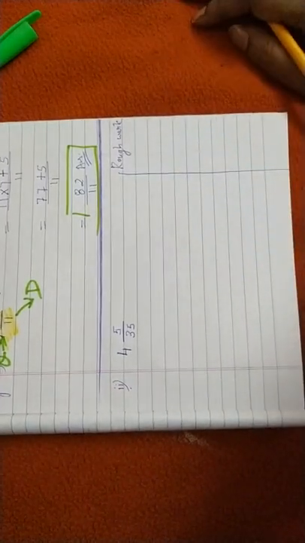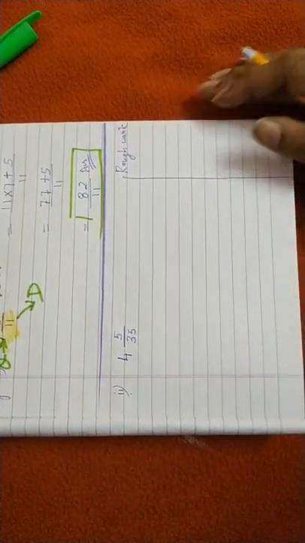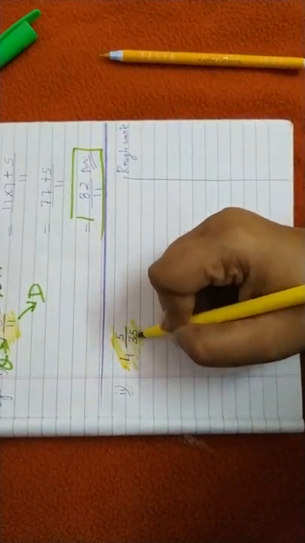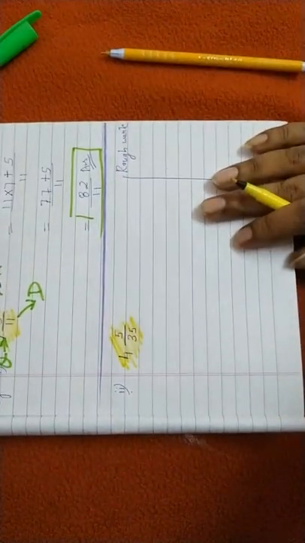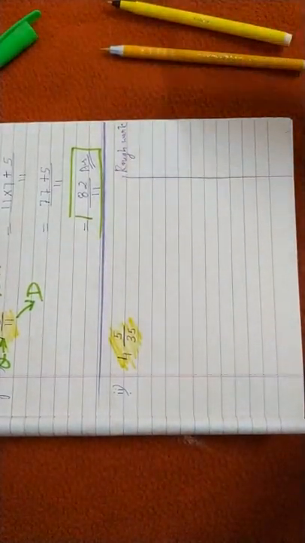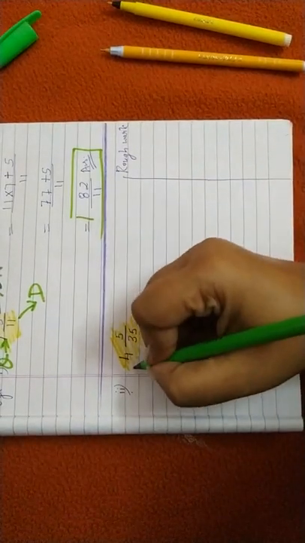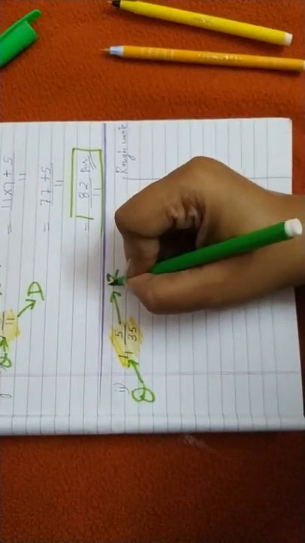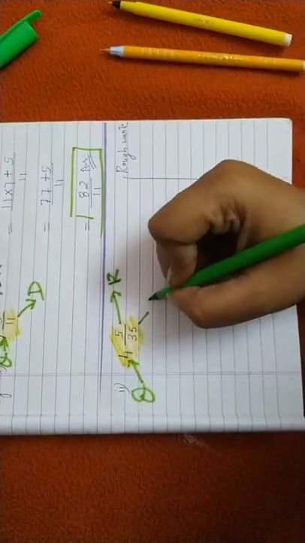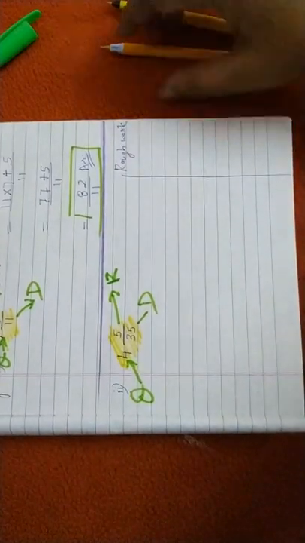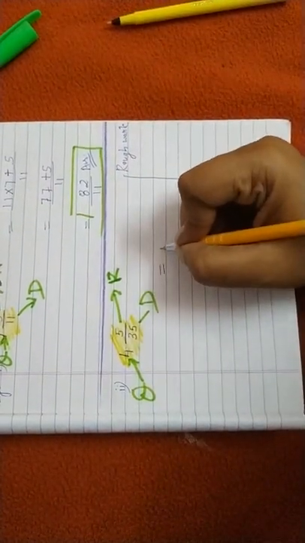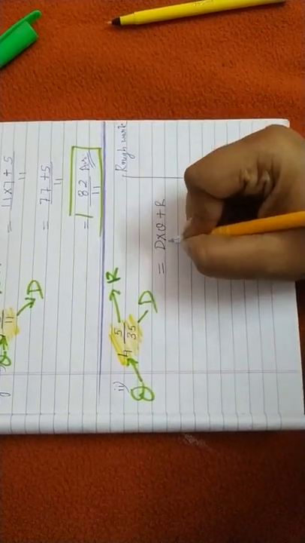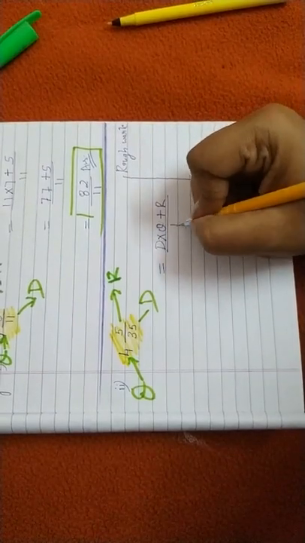Now children, let's take one more example here. Our next example is 4 whole part 5 upon 35. Simple. Find out what is the quotient here. Quotient is 4. What is the remainder? 5 is the remainder. What is the divisor? 35, the divisor. So what does your formula say? Your formula says divisor into quotient plus remainder upon divisor.